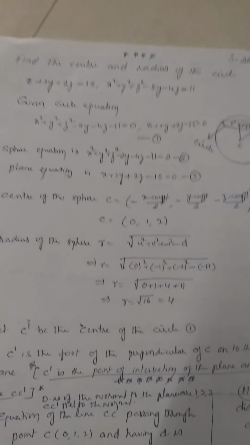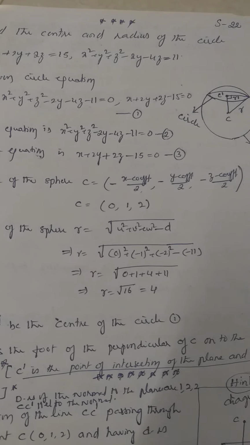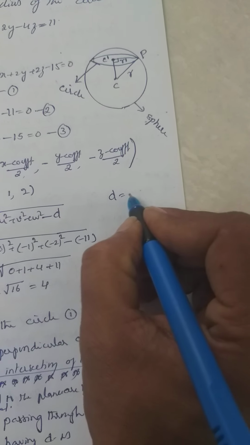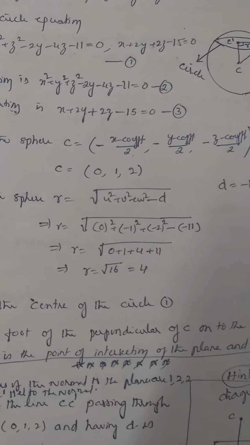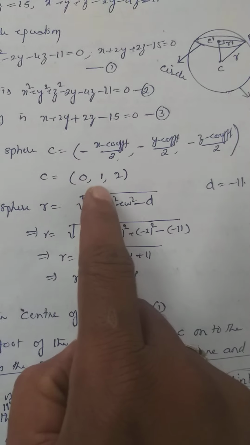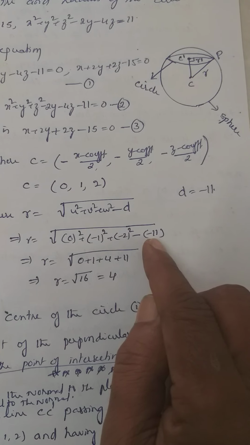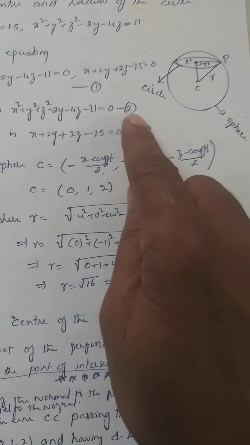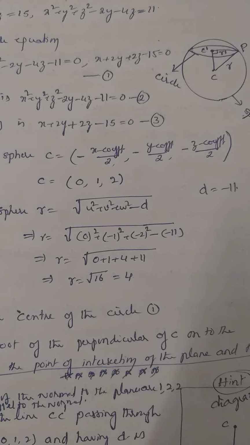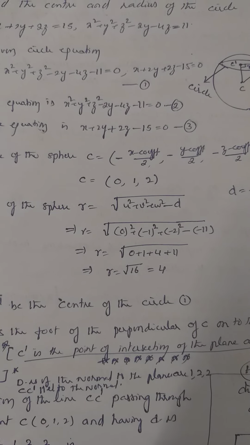And the radius of the sphere, we know the formula. r is equal to square root of u² + v² + w² - d, right? Here what is the d value? The d value is equal to -11, right? Now r is equal to the square root of 0², the v value I am writing as -1, w value is -2, and minus of d value is 11, right, from equation 2. Now if you substitute, you will get the square root of 16, that is equal to 4. We know the center of the sphere and we know the radius of the sphere.